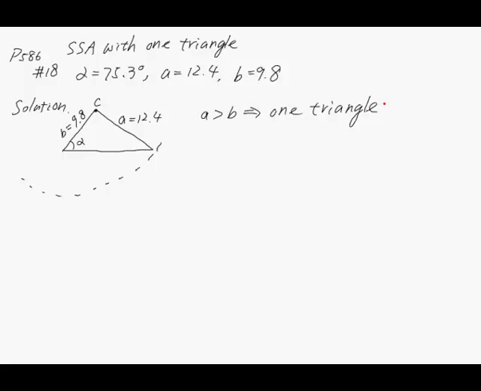Then after we determine the number of triangles, we can solve the triangle. From sine beta over b equal to sine alpha over a, you can first find beta, right? So we first get sine beta, which is equal to b times sine alpha over a.